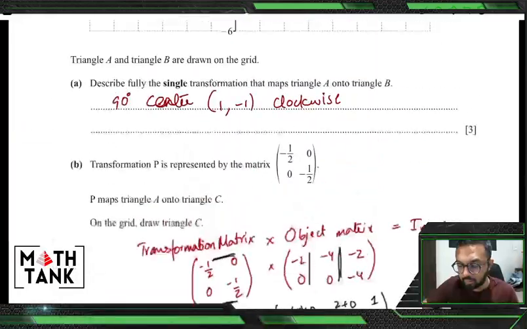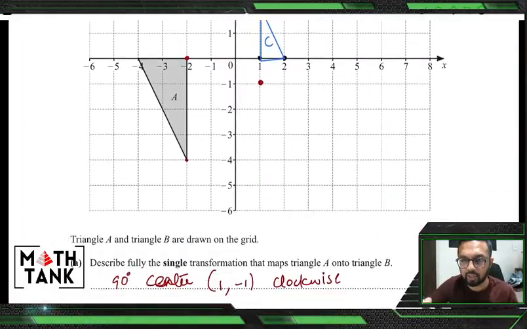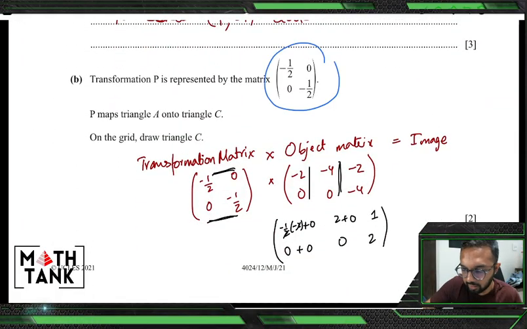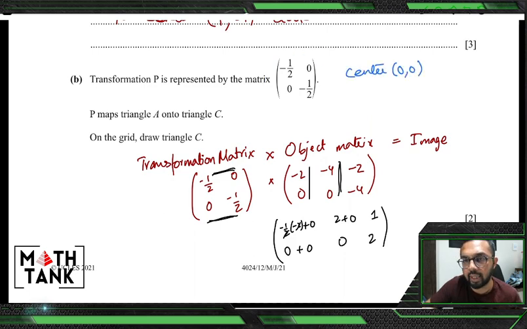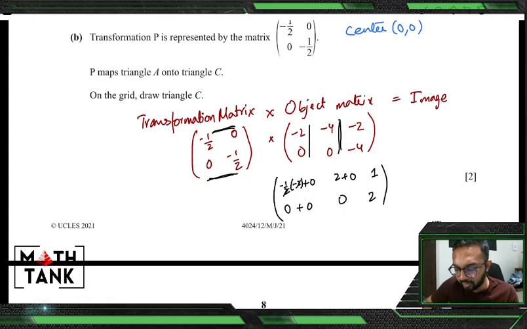In case you don't know your matrix multiplication and you still want to draw triangle C, remember that whenever you are given matrices, the center is always 0, 0. So remember that. That's part of your syllabus. That's the restriction on the syllabus. So center is always 0, 0. If you've guessed that this is an enlargement with an enlargement factor minus half, that's your cue to move on.